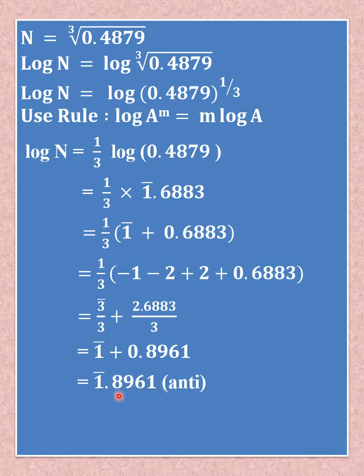0.8961 means 89 rows, 6th column, the value comes there and gets added to the mean difference of the first column in the 89th row. Okay, so after that you have a value 7872. Here the bar 1 means what? The characteristic gets added to the 1 and becomes 0. Put the decimal point at the 0th place. In this manner we got an answer for the given number, or given cube root.